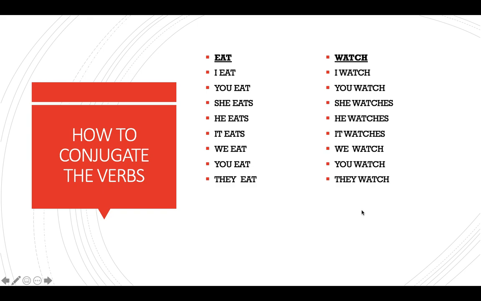For example, here we have the verb eat. I eat, you eat, she eats, he eats, it eats, we eat, you eat, they eat. And also we have the verb watch, because here you have to be careful in the third person singular. I mean with he, she, or it. So you say, I watch, you watch, she watches, he watches, it watches, we watch, you watch, they watch.